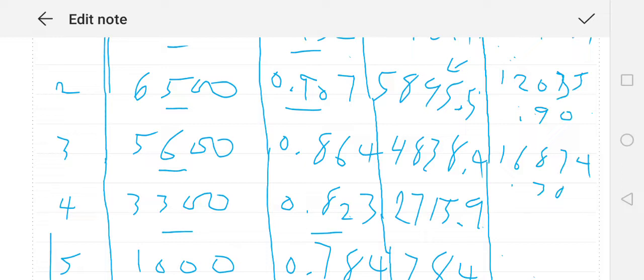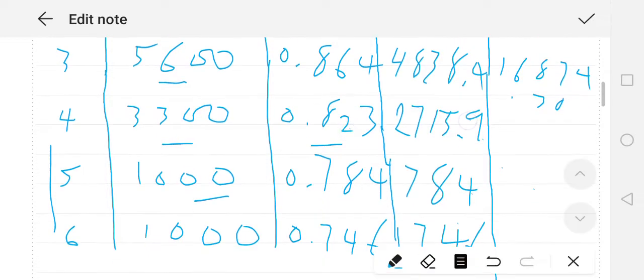All right, so year 4, we're going to have 16874.30 plus year 4's present value, which is 2715.90. So for year 4, we are going to have 19590.2.